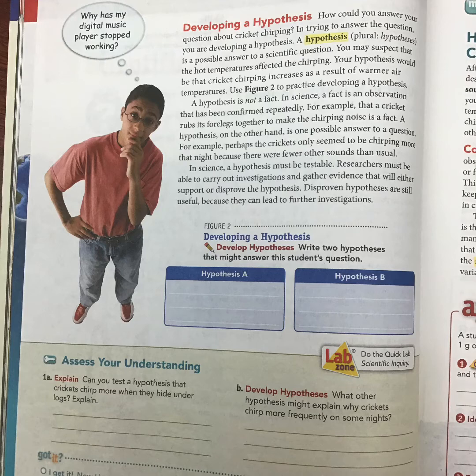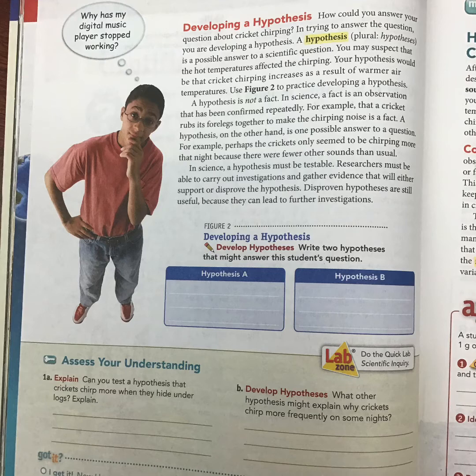A hypothesis is not a fact. In science, a fact is an observation that has been confirmed repeatedly. For example, that a cricket rubs its forelegs together to make the chirping noise is a fact. A hypothesis, on the other hand, is one possible answer to a question.